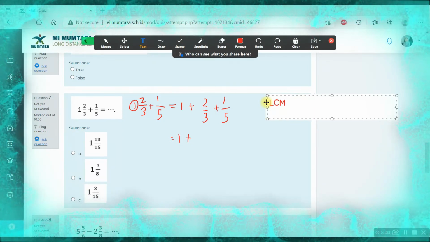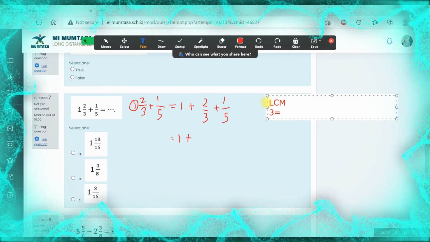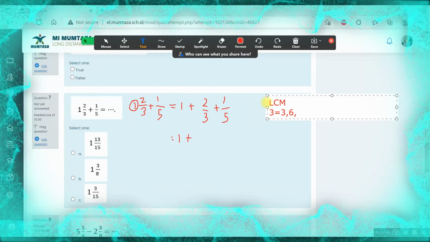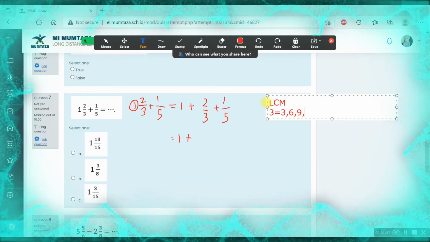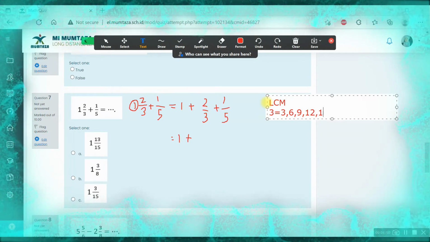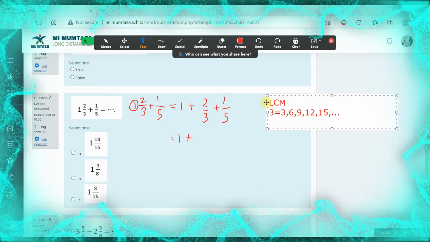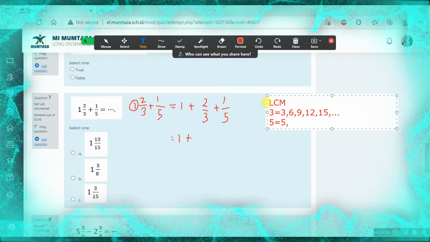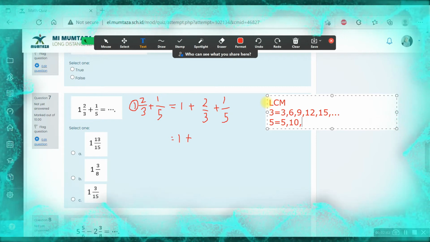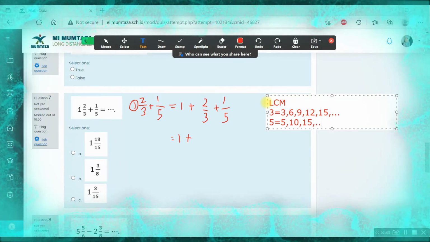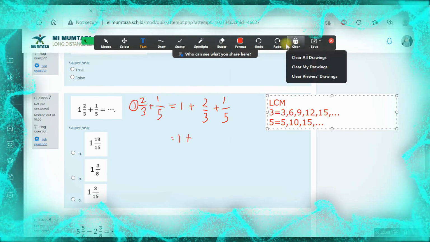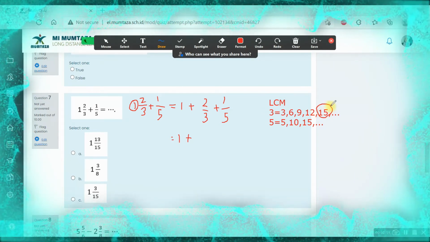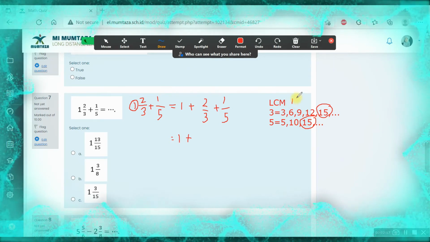LCM of 3 and 5. The multiples of 3: 3 times 1 is 3, 3 times 2 is 6, 3 times 3 is 9, 3 times 4 is 12, 3 times 5 is 15, and so on. How about multiples of 5? 5 times 1 is 5, 5 times 2 is 10, 5 times 3 is 15. Now we get the LCM of 3 and 5. It's 15. The LCM is 15.